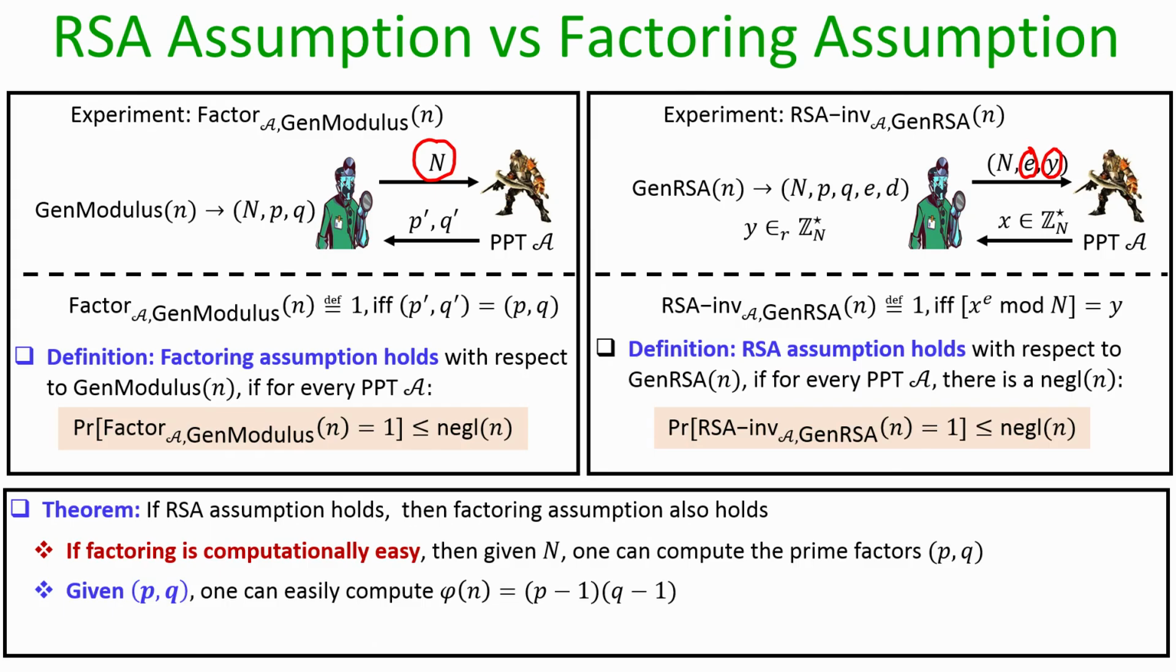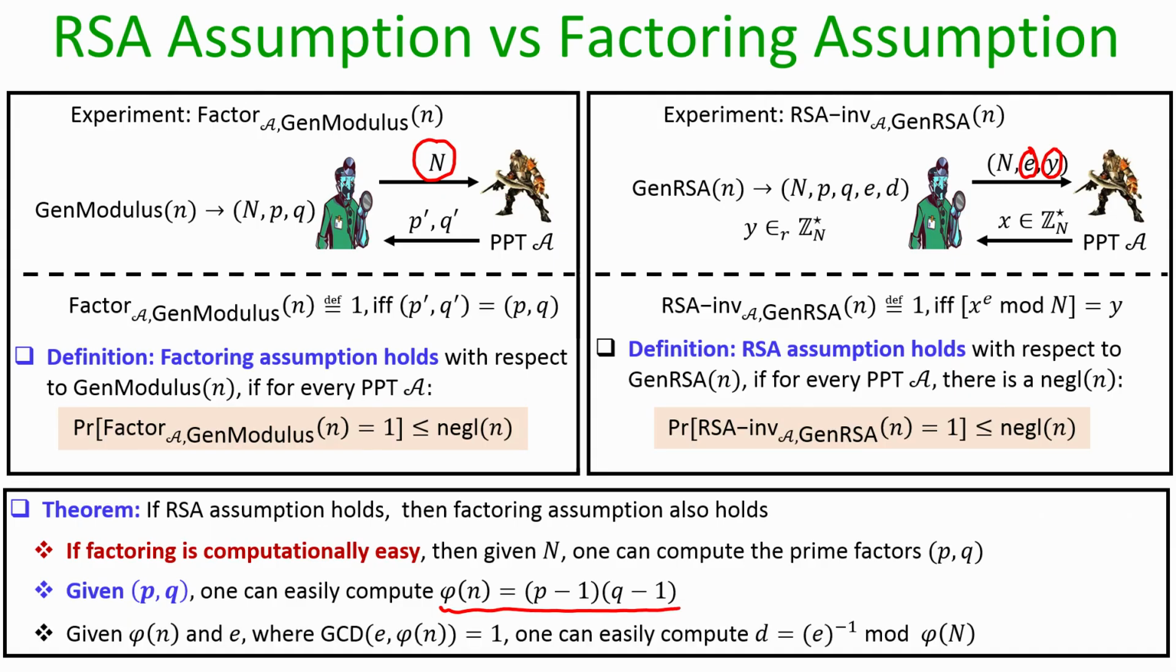then once you factorize your modulus n into its prime factorization p and q, you can easily compute phi of n, because phi of n is nothing but p minus 1 times q minus 1. And if phi of n is computable in polytime and e is given to you, then by running the extended Euclid algorithm you can compute the multiplicative inverse of e, namely d. And once you compute d, the eth root of y is nothing but y to the power d modulo n. That means this implication is indeed true.